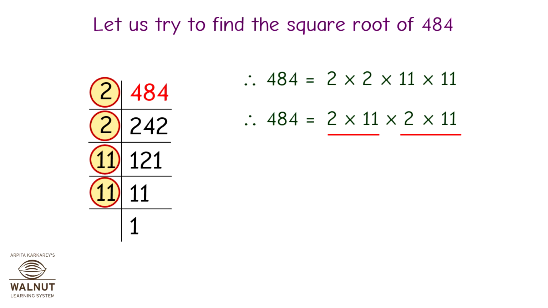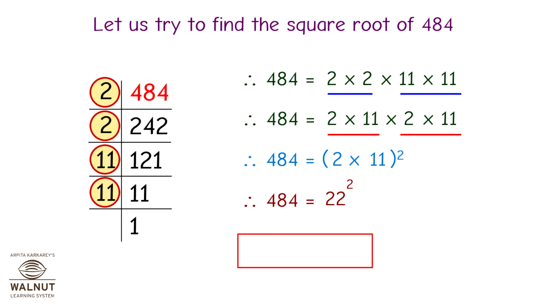In another way, it is the square of 2 into 11. So it will look like 484 is equal to 2 into 11 squared. 2 into 11 is 22. Therefore, 484 is equal to 22 squared. Now we write 484 in the radical sign, which is equal to 22. Therefore, the square root of 484 is equal to 22.